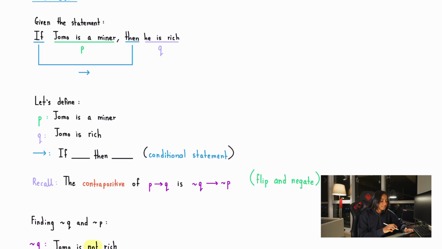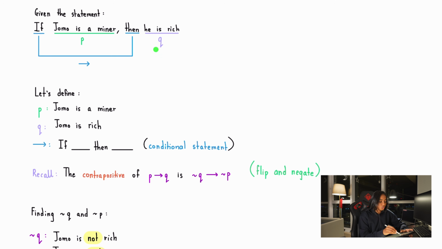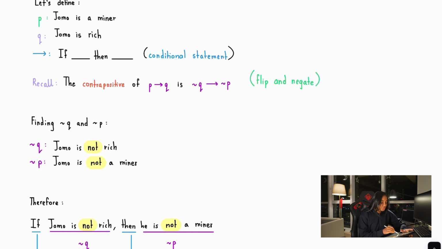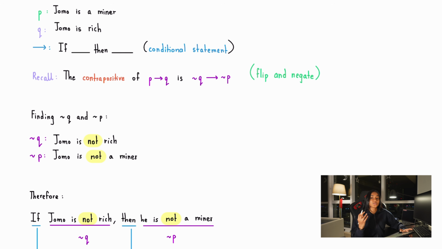So let's look at the statement. If Jomo is a minor, then he is rich. So that's P implies Q, right? We want not Q implies not P. So we know that not Q is Jomo is not rich, and not P is Jomo is not a minor. So not Q implies not P, in this case would be if Jomo is not rich, then he is not a minor. And that is the contrapositive. The key in this entire question is remembering what contrapositive is, okay?